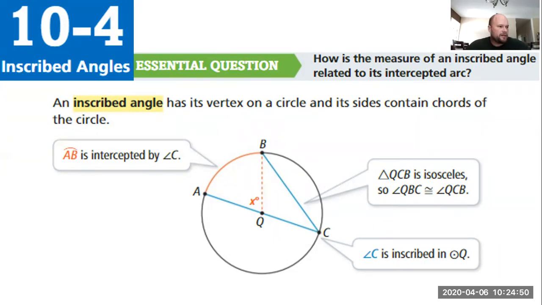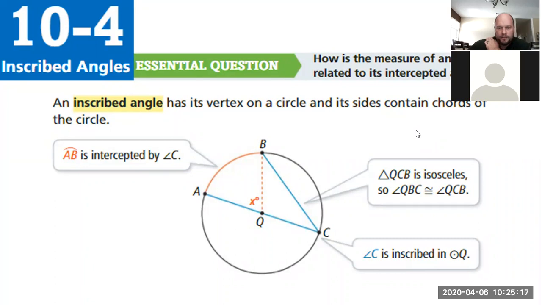Let me minimize this real quick. All right. So again, the sides are chords. So it's any angle in a circle where the vertex is on the circle and sides are chords of the circle. Now, there's a couple main ideas for this. So I'm going to go through a lot of the main ideas first before we do anything else. For this part of it, let's go ahead and go on to the next slide.